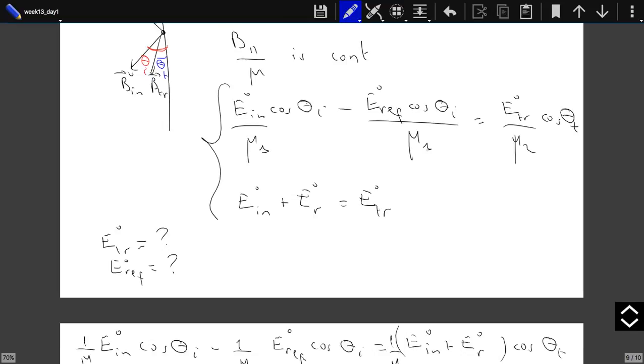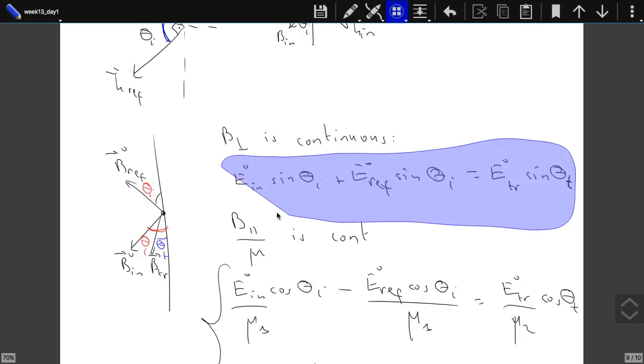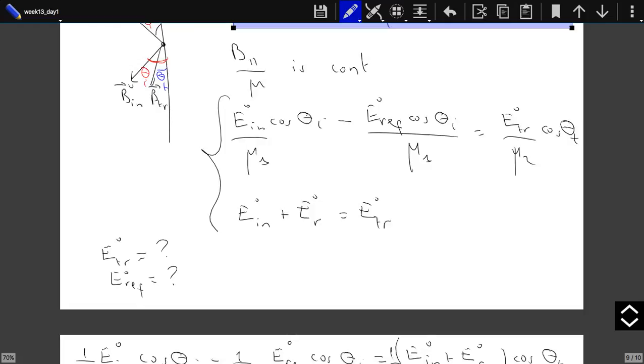Now, we have the problem. Or do we have the problem? We already know the reflected and the transmitted amplitudes. Do we satisfy the first equation? It should also be satisfied. So let's check whether our solutions satisfy this equation.